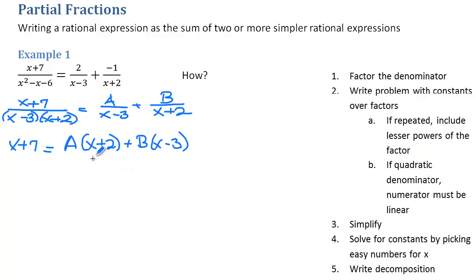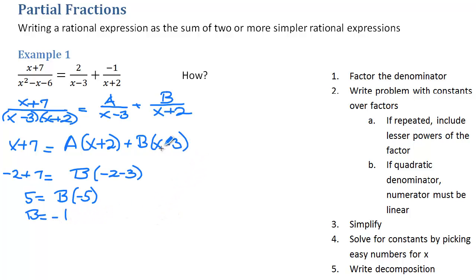An easy number for x would be to allow x to be negative 2, because we'll get a 0 here and A will disappear. So if x is negative 2, negative 2 plus 7 will be equal to 0 plus B times, x was negative 2, so negative 2 minus 3. So 5 is equal to B times negative 5, so B is negative 1.